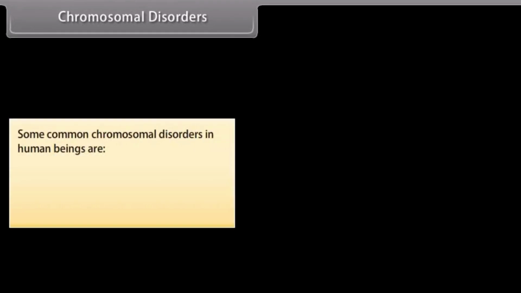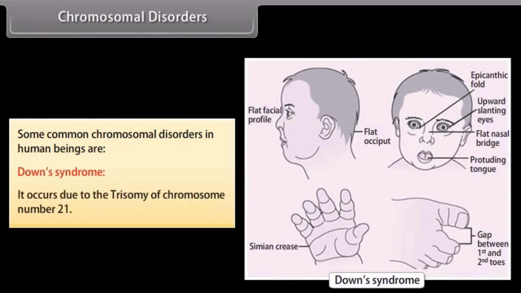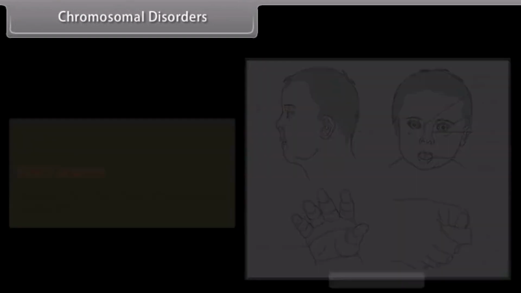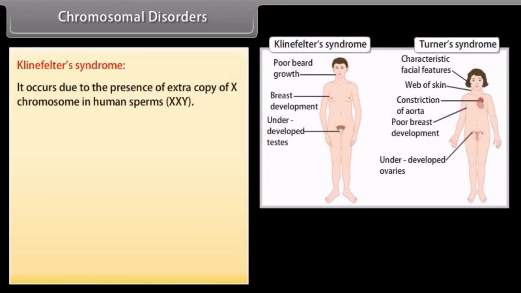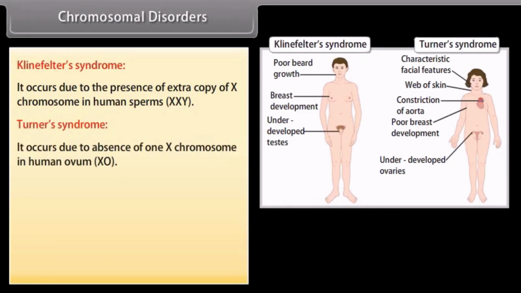Chromosomal disorders. Some common chromosomal disorders in human beings are Down's syndrome. It occurs due to the trisomy of chromosome number 21. Klinefelter's syndrome. It occurs due to the presence of an extra copy of the X chromosome in human sperms, XXY. Turner's syndrome. It occurs due to the absence of an X chromosome in the human ovum, XO.